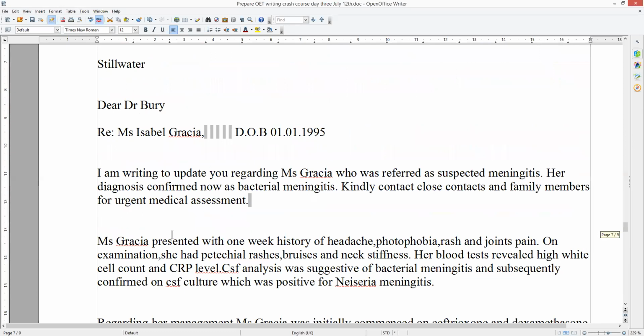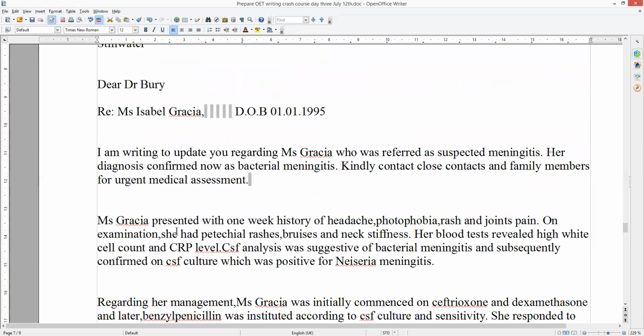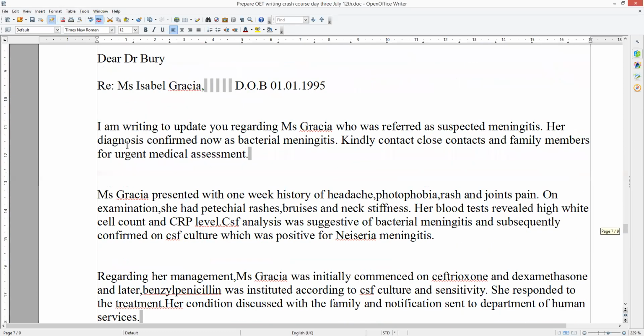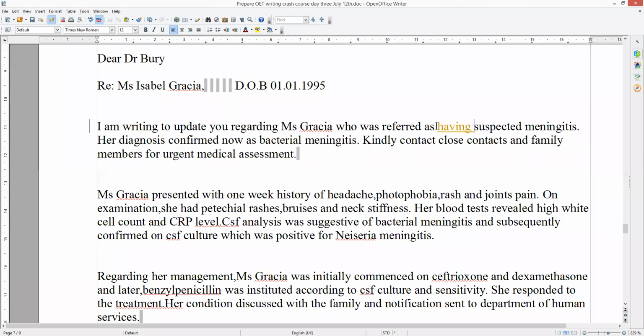Very, very short. I'm writing to update you regarding Mrs. I'm not sure if it's Grazia or Garcia. Oh, okay, who was referred as having suspected meningitis. Her diagnosis confirmed now as what? Her diagnosis is confirmed now. These are not even complete sentences.